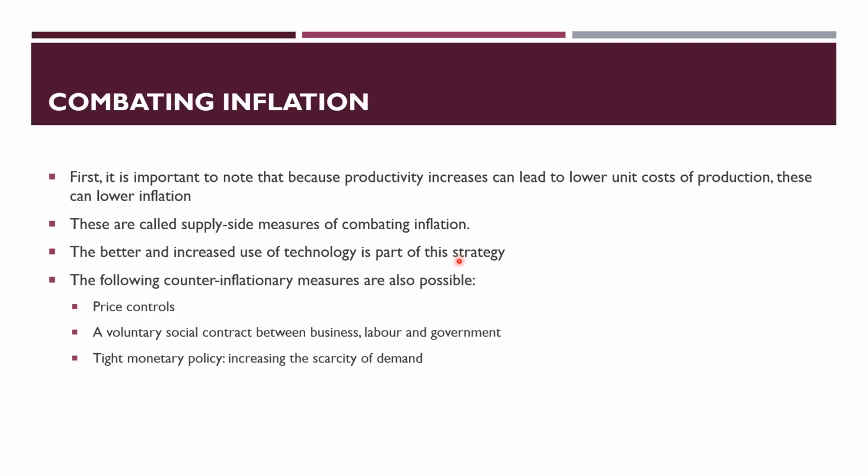The following counter-inflationary measures are also possible. So these can be used on the supply side, but we also have others that can be used even on the demand side. But generally, these are also measures that can be used as counter-inflationary measures. Price controls, in which the government would come in and say the prices of goods and services must not exceed this range, or it will be a price ceiling. Price controls in the form of price ceilings, trying to contain prices within a certain range.